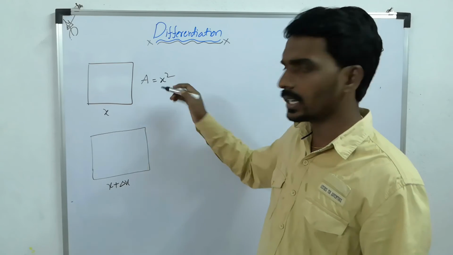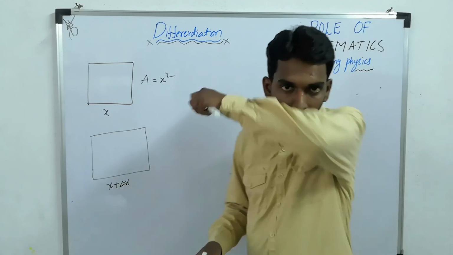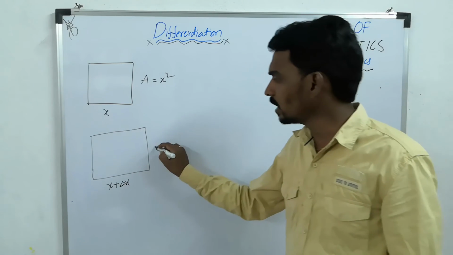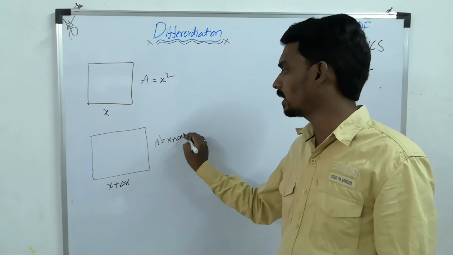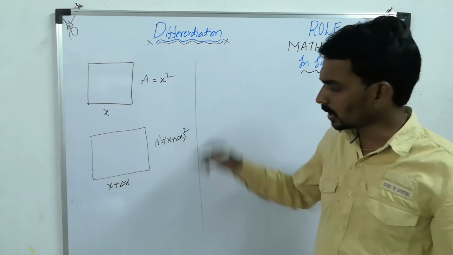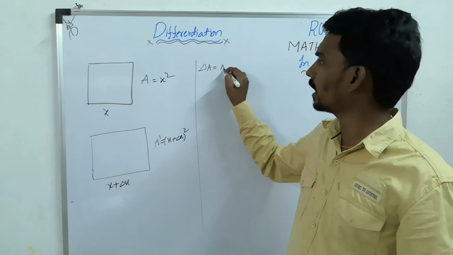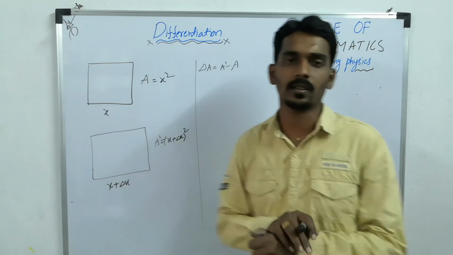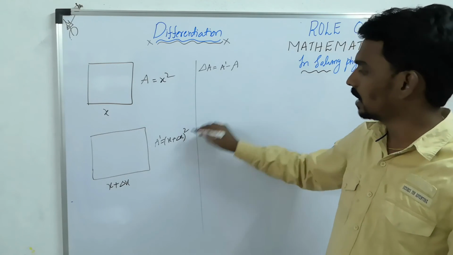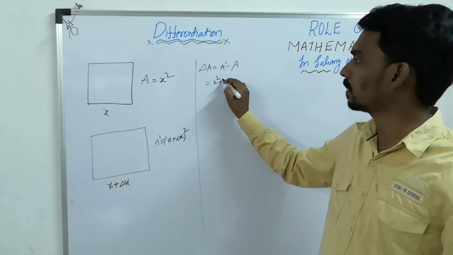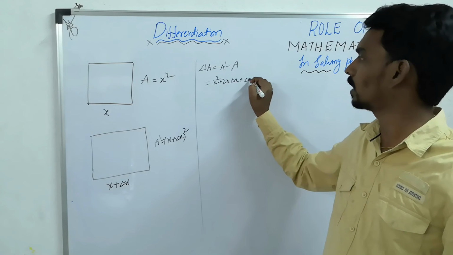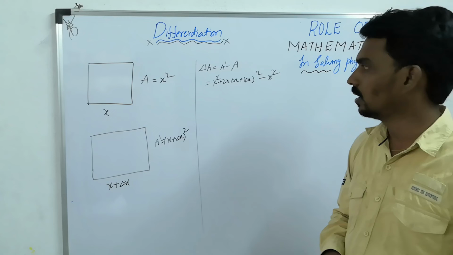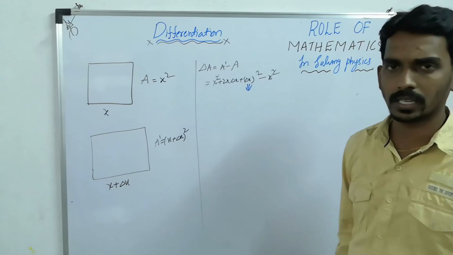So here the area depends on x. As x changes, the area also changes. Now what is the change in x? Delta x. Then what will the new area become? (x + Δx)². So what is the corresponding change in area? Final area minus initial area. Whenever there is a change, it is nothing but the final minus the initial value. So this minus this is like (a + b)², a² + 2ab + b², minus the initial x², which cancels. Now here Δx squared is there.